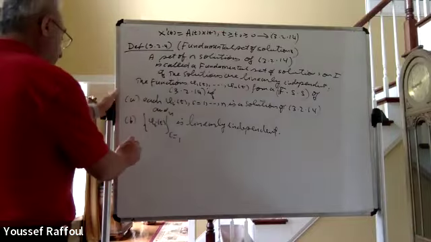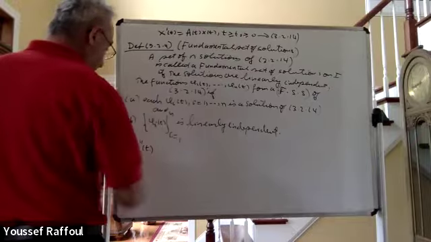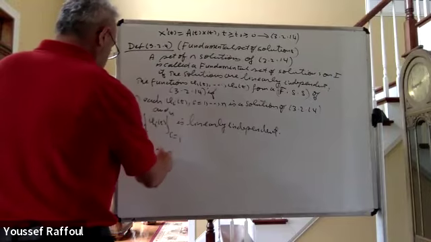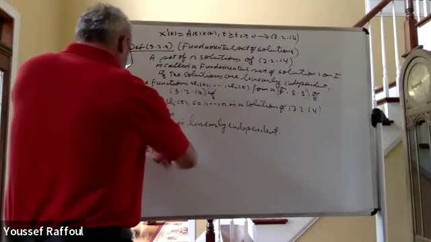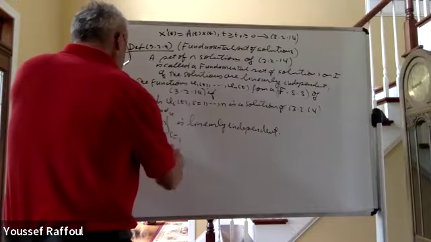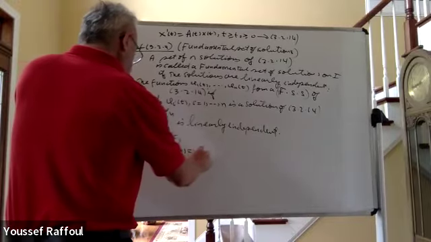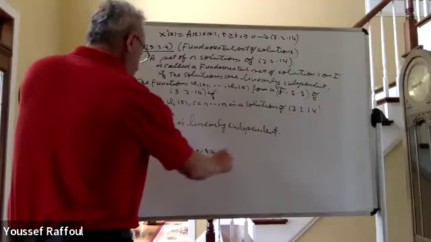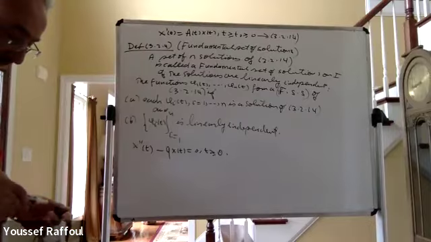So let's solve x second of t minus 9x of t equals 0 for t bigger or equal to 0. Go ahead and solve this differential equation. See what you get.